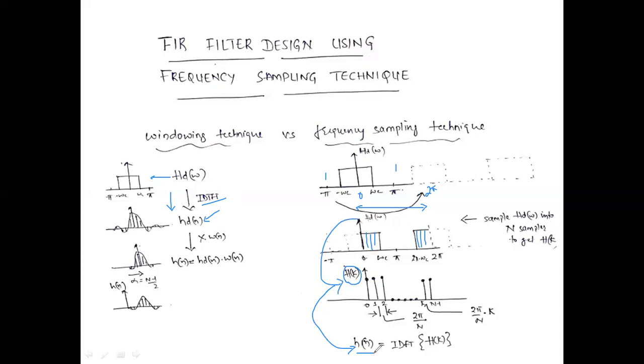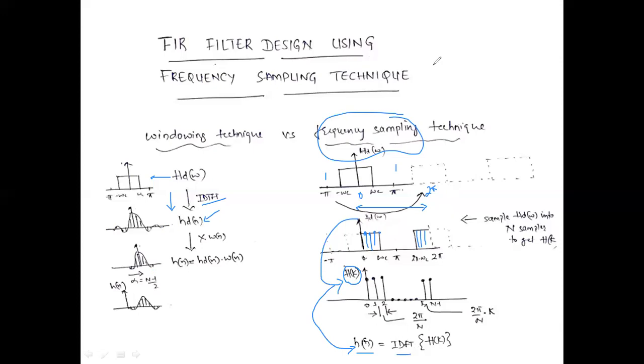So no windowing or anything like that. It should be simple. Since we took the desired frequency response and we sampled it, that's why the name frequency sampling technique. And since the frequency response was discrete in nature once we sampled it, we need not do IDTFT. Instead, we simply took IDFT. So that is the method that we are going to learn now: FIR filter design using frequency sampling technique.